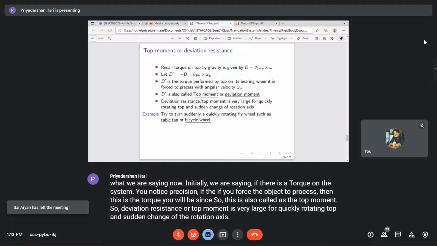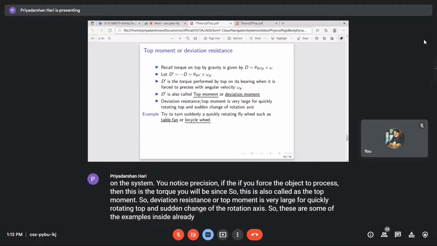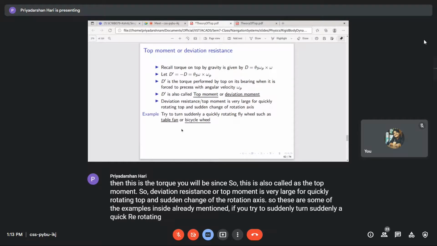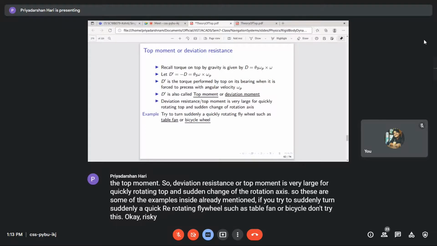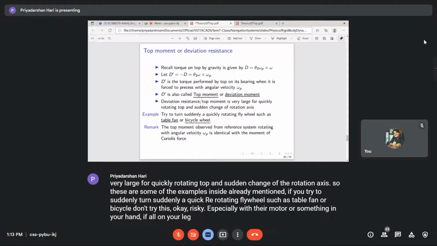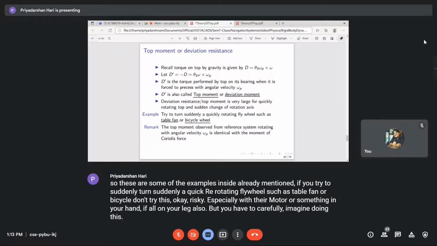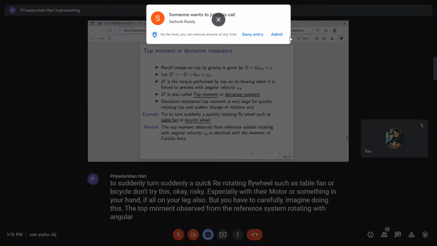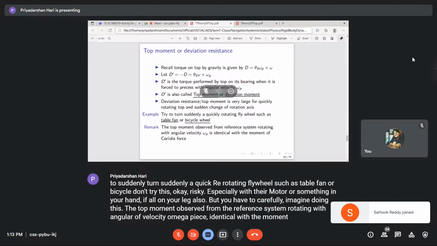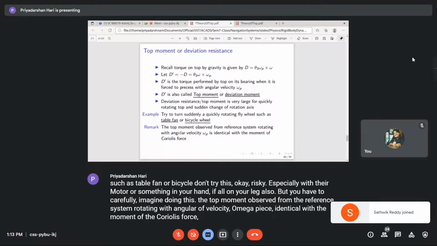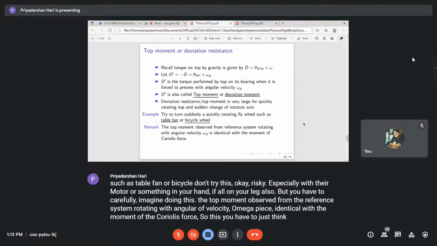These are some of the examples which I had already mentioned. If you try to turn a quickly rotating flywheel such as a table fan or bicycle wheel, don't try this, okay? It's risky, especially with a motor or something in your hand. It may fall on your leg also, but you have to carefully imagine doing this. The top moment observed from the reference system rotating with angular velocity omega p is identical with the moment of the Coriolis force. So you have to think about why this is true.